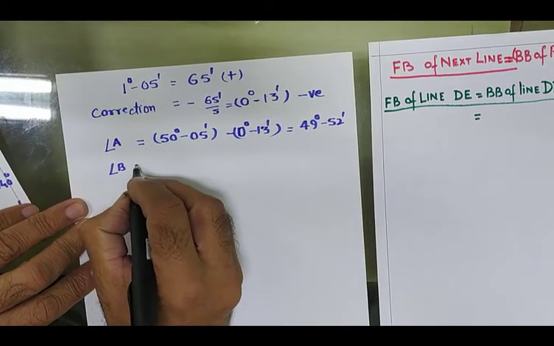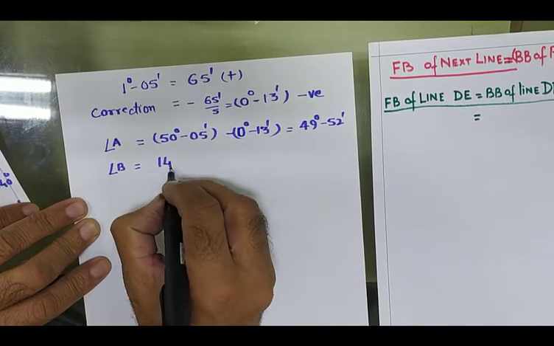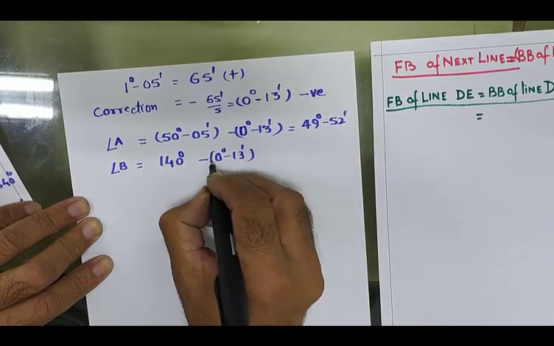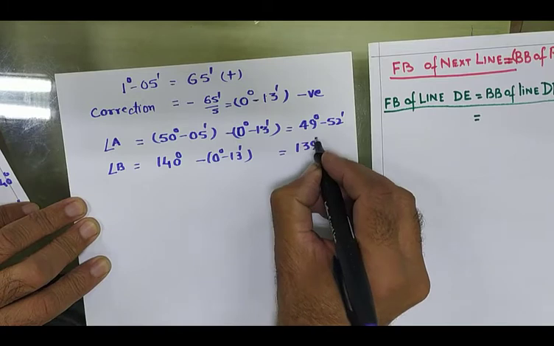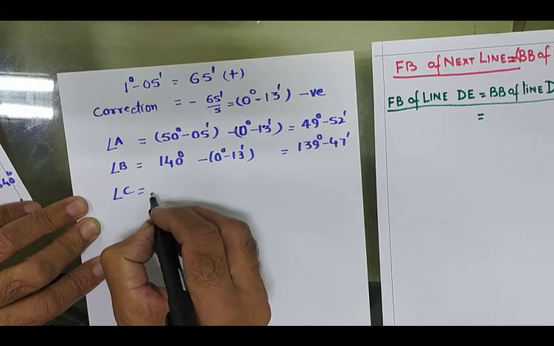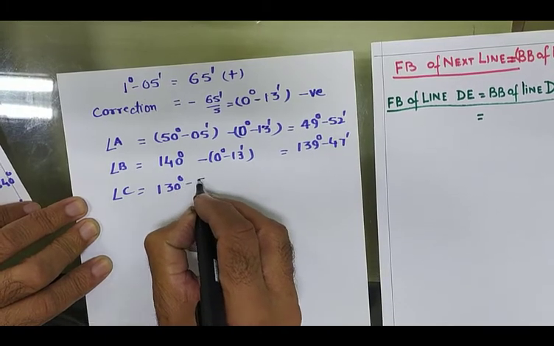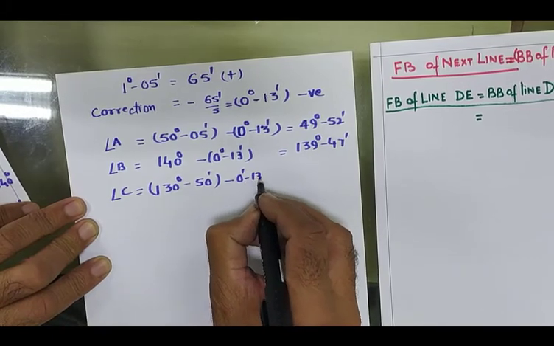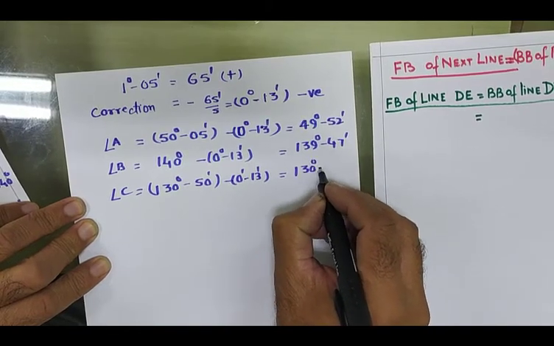Similarly, angle B you can write over here. So B angle is 140 degree. You deduct from here 0 degree 13 minutes. So this comes to be 139 degree 47 minutes. And we have the angle C. This angle C is equal to 130 degree 50 minutes. So deduct from here 0 degree 13 minutes. This comes to be 130 degree 37 minutes.